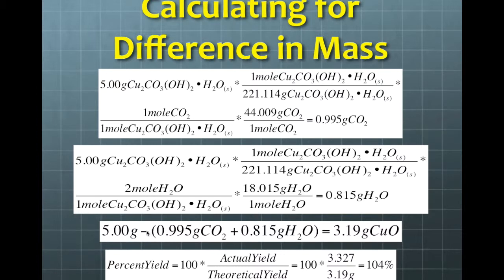If we subtract this from our initial mass of 5 grams of copper-2 carbonate hydroxide hydrate, we get 3.91 grams of CuO. This number is very close to our lab calculated value of 3.327 grams. When we calculate the percent yield, we end up with 104%.